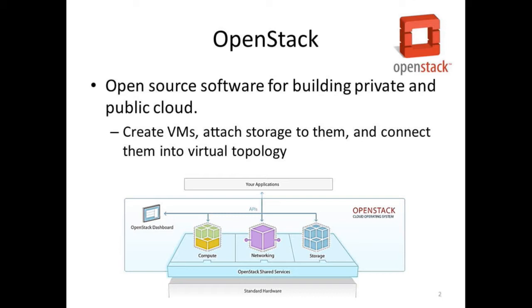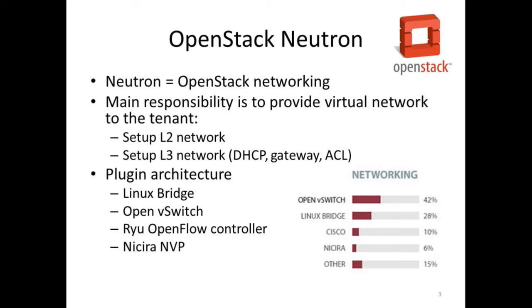Let's start. This is a very simple slide. I'm going to say a little bit about OpenStack. OpenStack is something like a framework for creating public and private clouds. Basically, you can create virtual machines, connect them, and combine them to create a virtual topology or virtual network. Creating a virtual network is the responsibility of Neutron. Basically, Neutron is like an API. It's a nice API to create virtual topology, but the actual stuff relies on plugins.